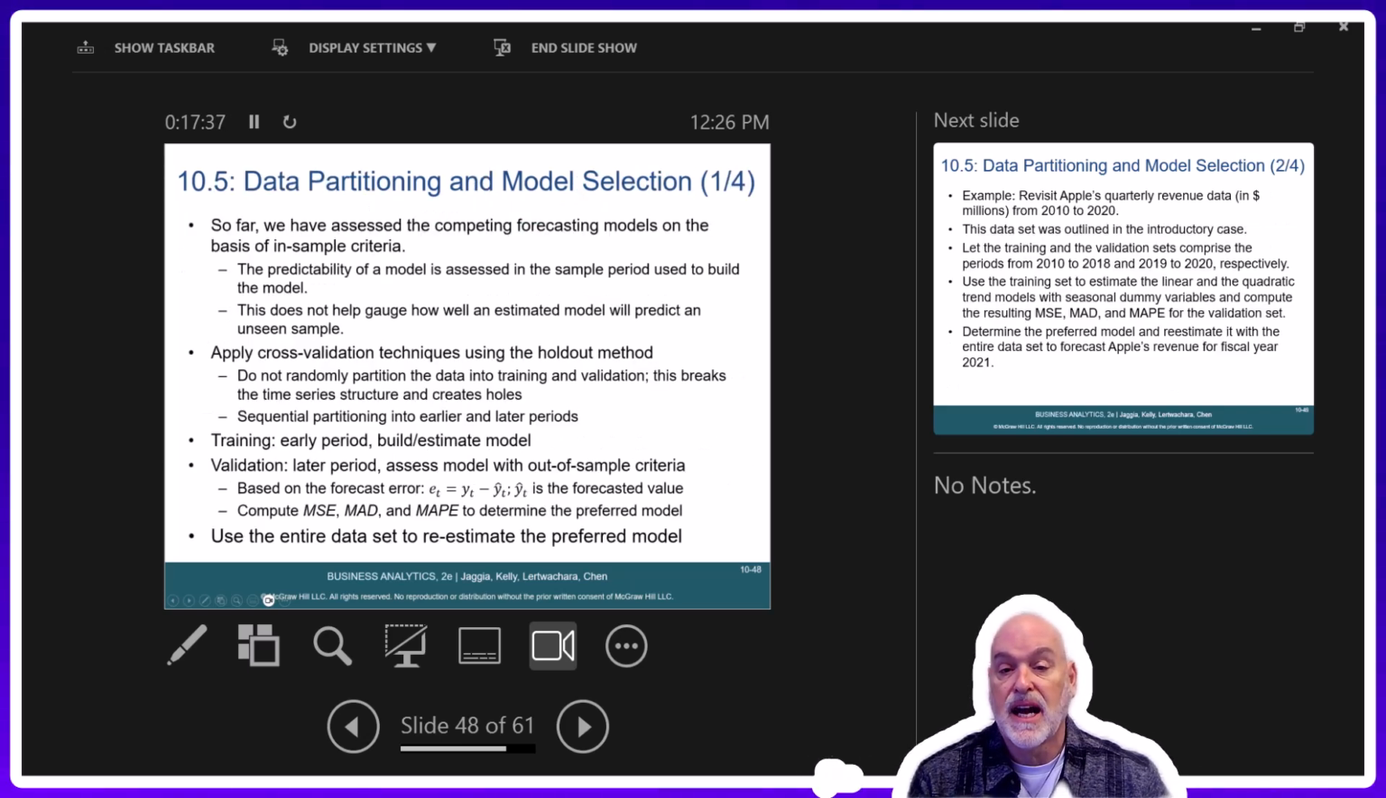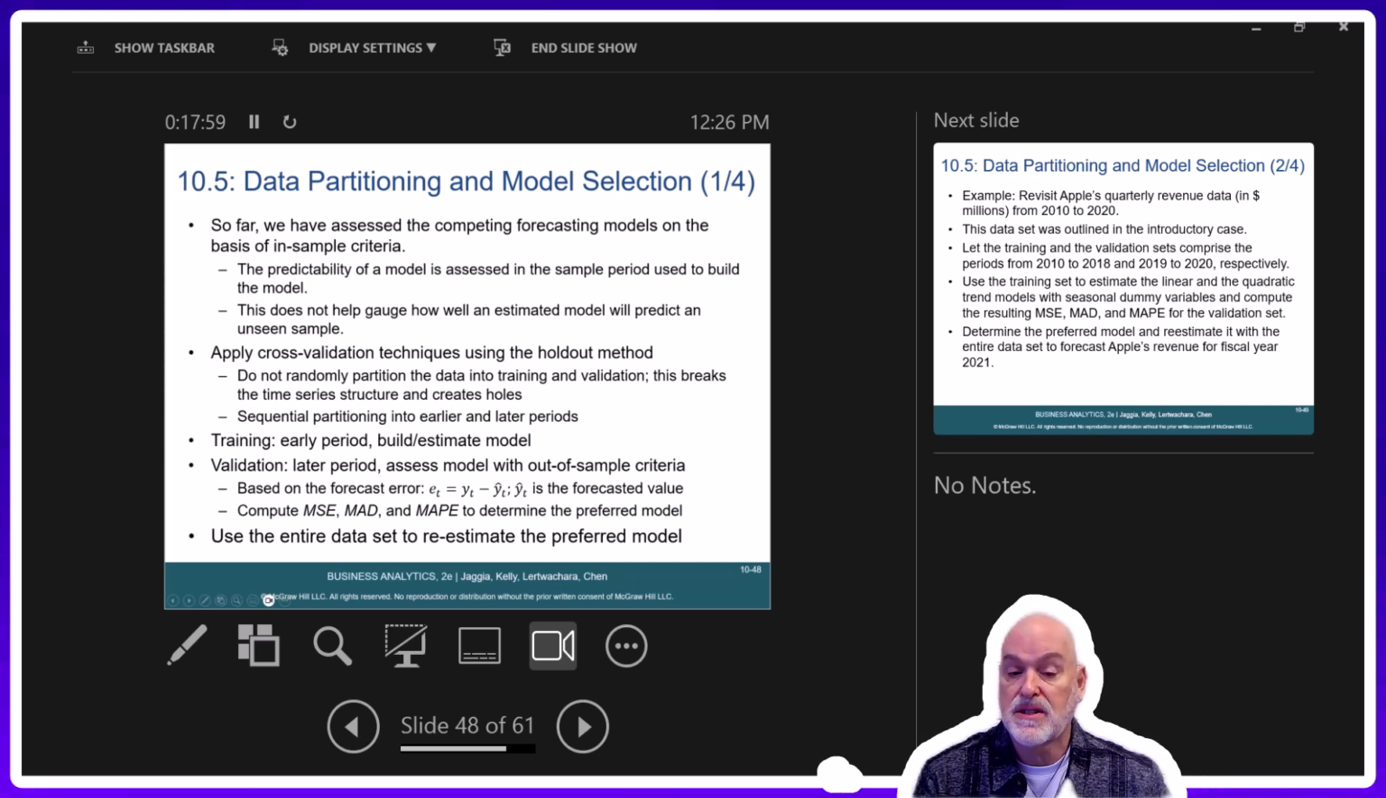Data partitioning and model selection. So far, we have assessed the competing forecasting models on the basis of in-sample criteria. The predictability of a model is assessed in the same period used to build the model. This does not help gauge how well an estimated model will predict an unseen sample. Apply cross-validation techniques using the holdout method.